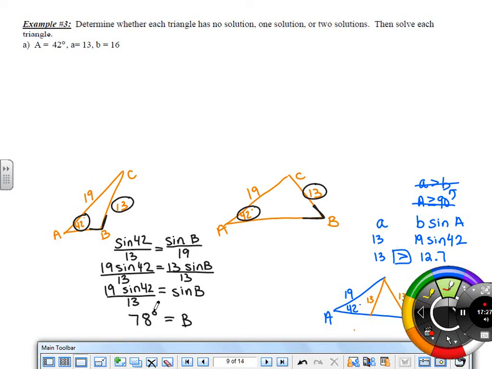Okay? That is not true for both of these triangles. Again, in this triangle here, angle B is obtuse. Okay? So that 78 degrees has to go with this triangle right here. So what I know is that in this triangle, angle B is 78 degrees, which then makes angle C equal to whatever 78 plus 42 subtracted from 180 is. So that makes angle C equal to 60 degrees.